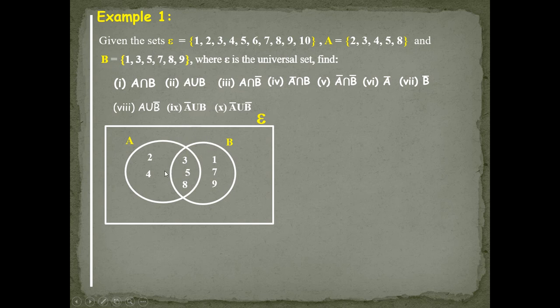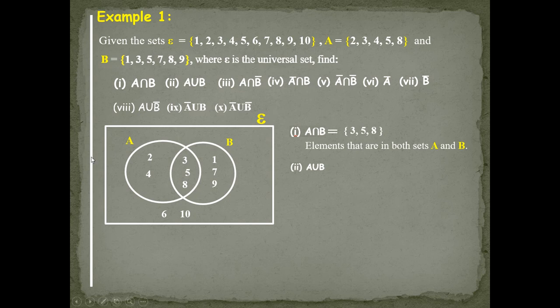So when you observe critically, we have 1, 2, 3, 4, 5 here. There is no 6 here, so meaning that the 6 will be included there, and also the 10. So these elements 6 and 10 are within the universal set but outside the union. So we now proceed. A intersection B, where do we have the elements here that belong to the two sets? 3, 5 and 8.